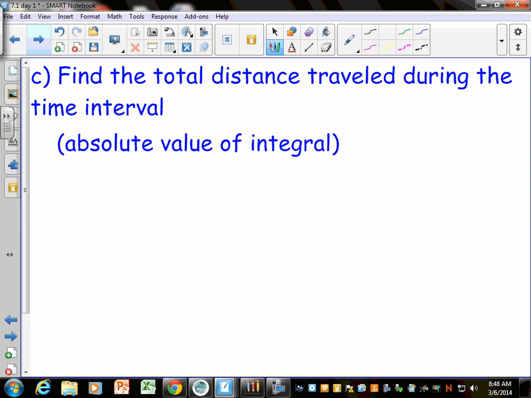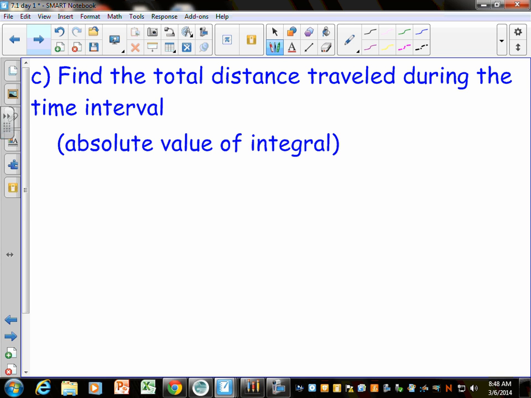As opposed to, look at this question. Part B was find the position after 10 seconds, right? Or where is it at 10 seconds? Part C says find the total distance. Too bad I printed these out for you, so I can't ask you what it is to find total distance, because it's right there on the page for you.